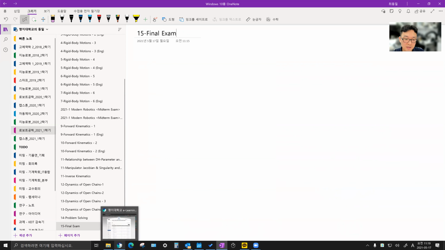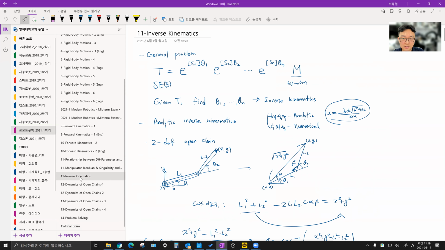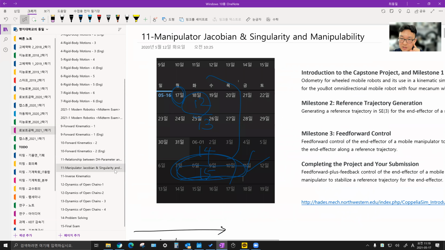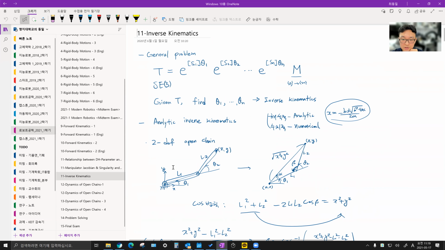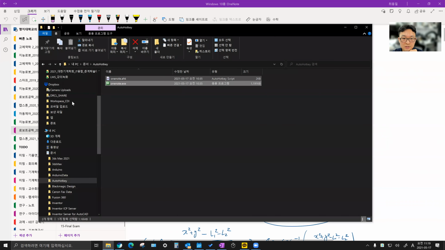Similarly to the midterm exam, I will give you the solutions. I already uploaded the solution for chapter 4. Chapter 4 is about forward kinematics, so you can solve some of the practice problems and practice on your own. After we finish our Jacobian and inverse kinematics, I will also upload some solutions.